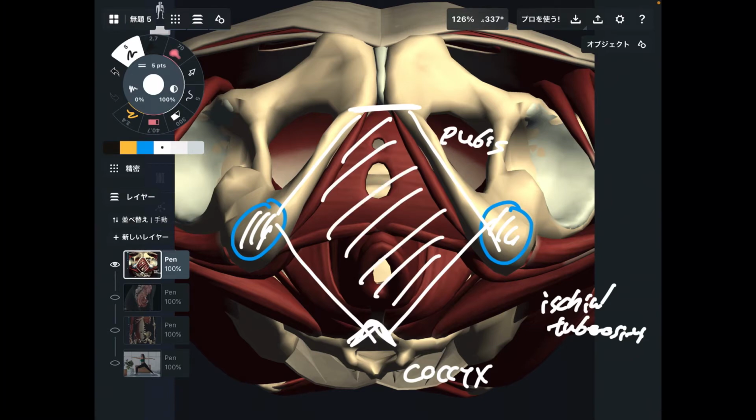If you look at the detailed anatomy of the pelvic floor, there is a superficial layer and there is a deep layer. But I'm not gonna talk about too much detail. So basically, this area is the pelvic floor.